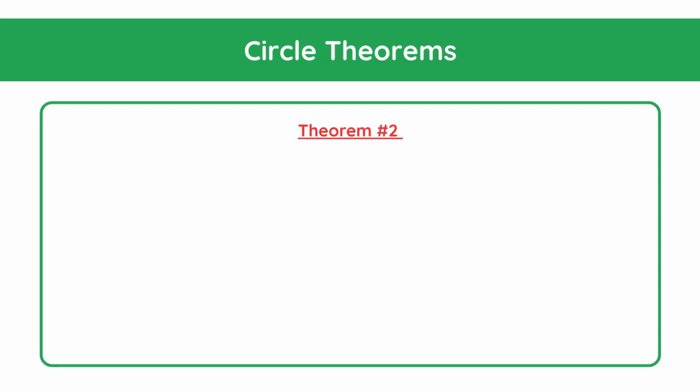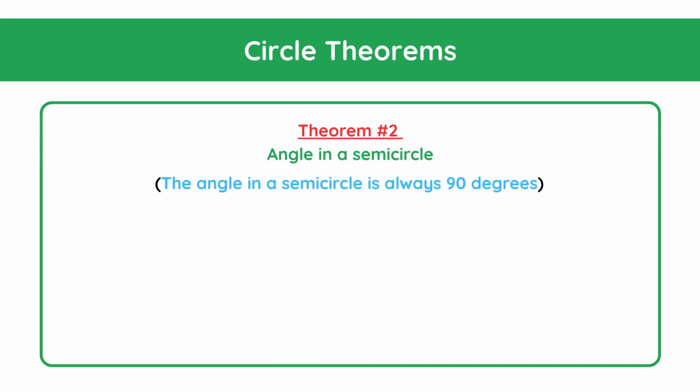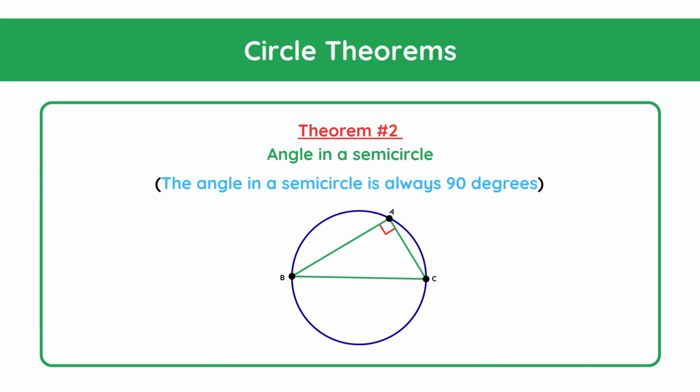Now let's move on to the second theorem, which is actually a special case of the first one. It's called the angle in a semicircle. The rule is this. The angle in a semicircle is always 90 degrees. What that really means is, if you draw a triangle inside a circle and one side of that triangle is the diameter of the circle, then the angle opposite the diameter will always be a right angle. Always. No matter where that third point is on the circle.